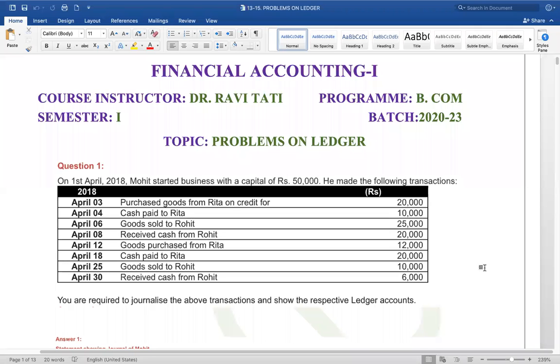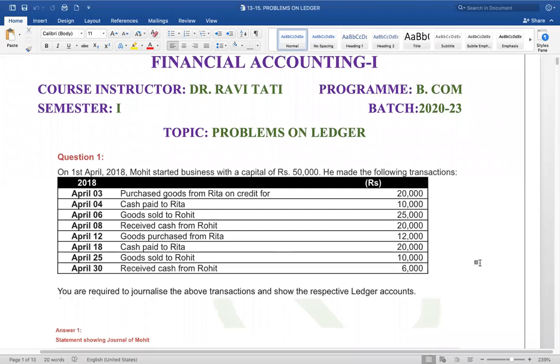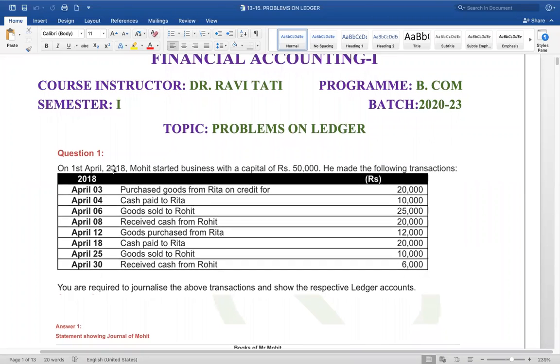Right. So the problem on the ledger, we are practicing ledger. So this is a small problem given. On 1st April 2018, Mohit started business with a capital of 50,000. He made the following transactions.